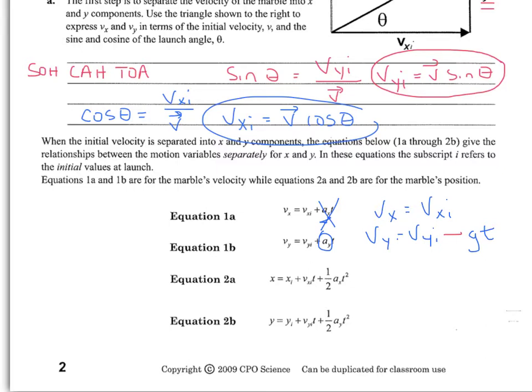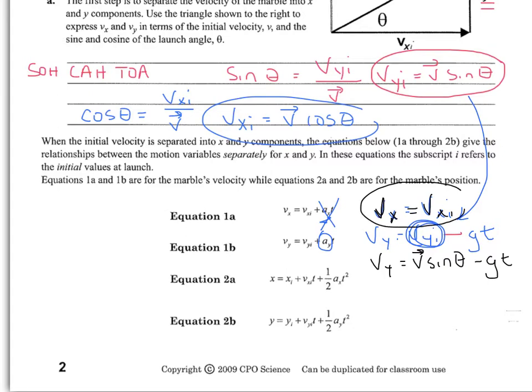Now, we know from the first thing that we did up above what Vyi is, so we can substitute this in. This gets a little bit messy. Vy equals V arrow sine theta minus gt. So this equation, Vx equals Vxi, is a big one. And Vy equals V arrow sine theta minus gt is another important one.